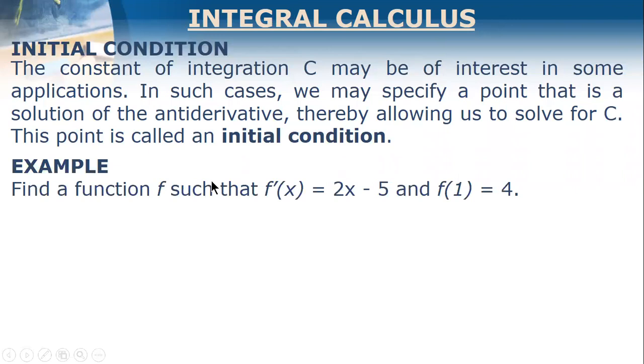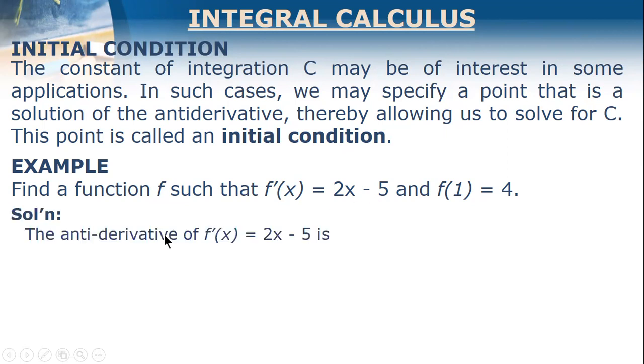A simple example: find a function f such that the derivative is 2x minus 5 and f of 1 is equal to 4, which means that the value of the function when x is equal to 1 is equal to 4. This is our initial condition and we will use it to solve for C. First, let us find the function whose derivative is 2x minus 5.